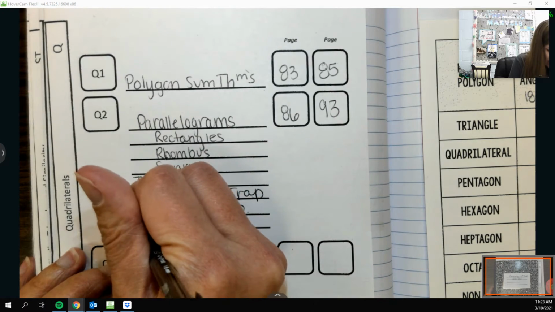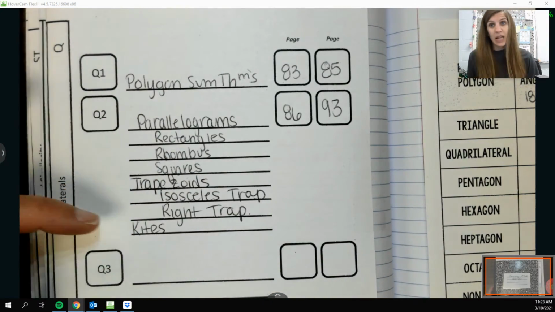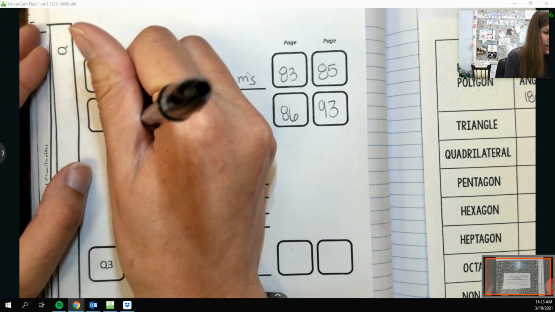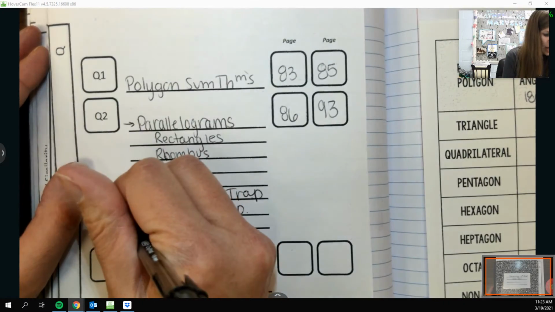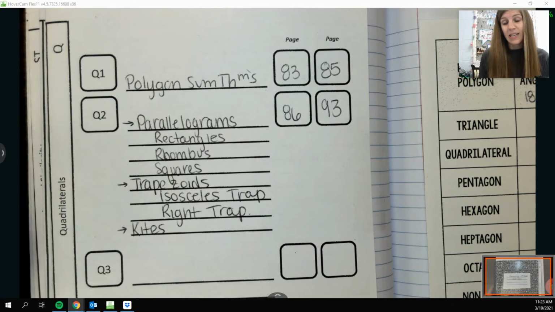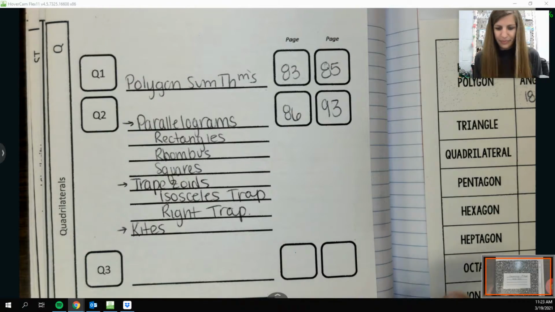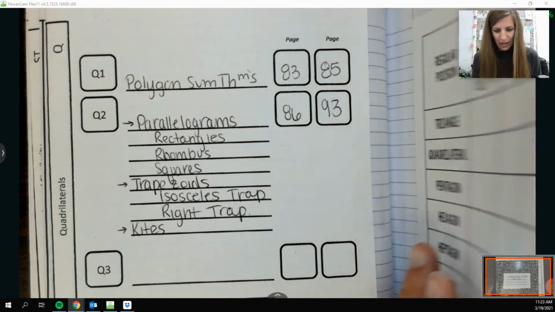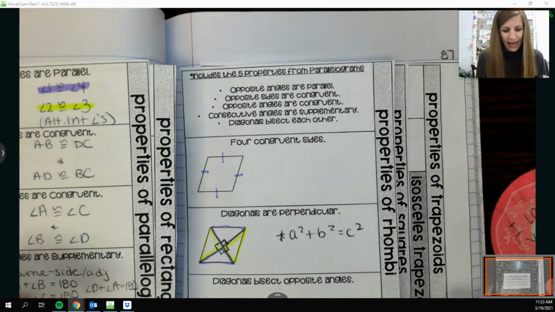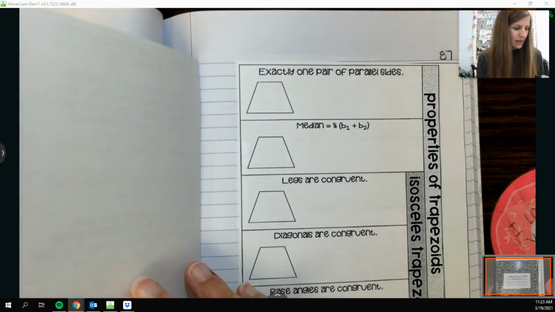And then we are also going to talk about kites, which is our last type of quadrilateral. So these are all quadrilaterals. We have 3 branching families, and then in each family you sometimes have special types of those. So there we go. So let's turn to actually page 86, where we have all of our quadrilaterals in one spot, and let's take a look at our trapezoids.